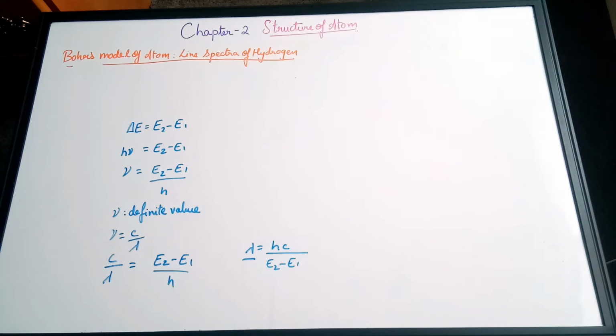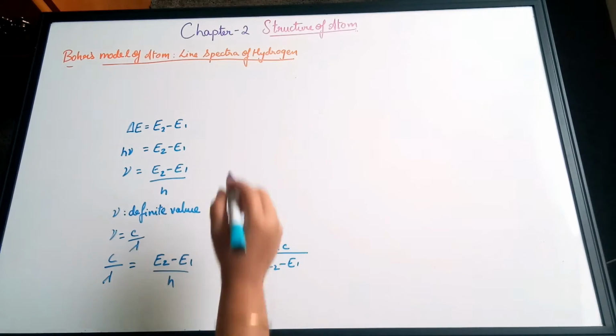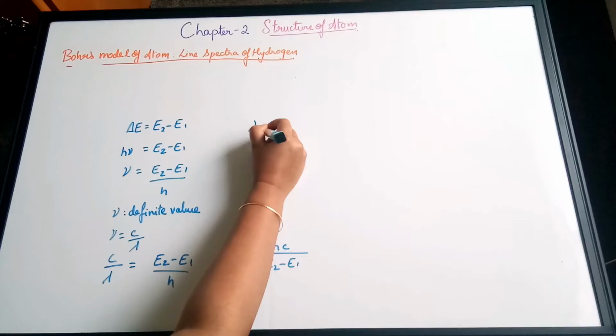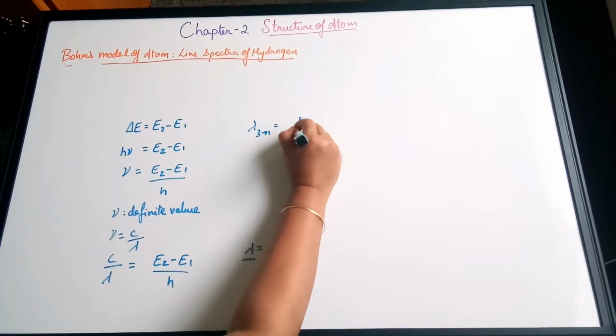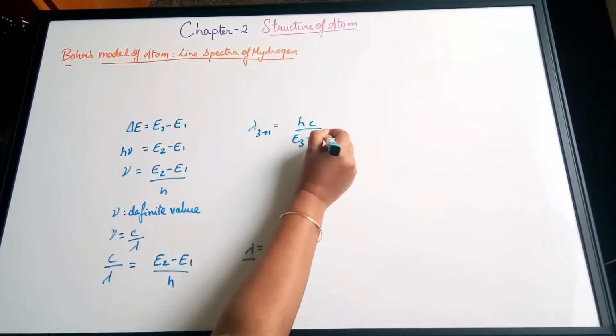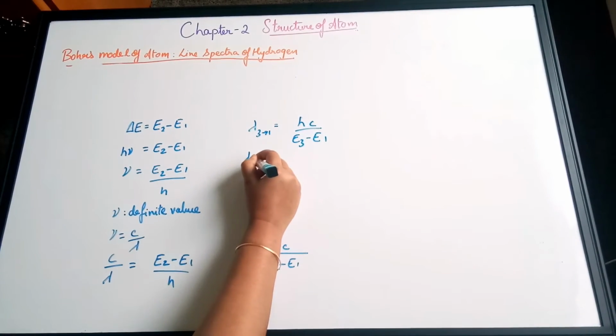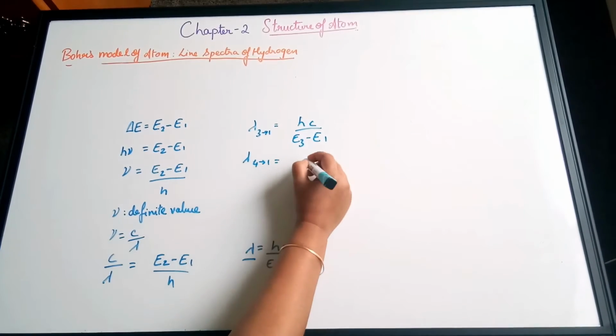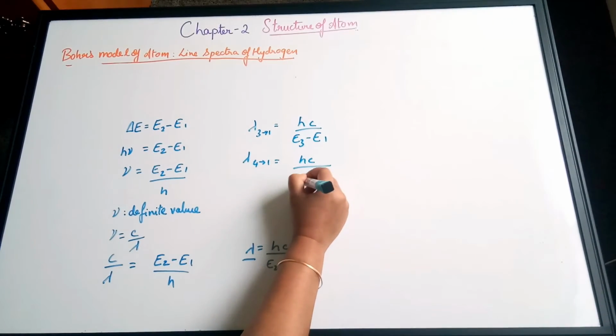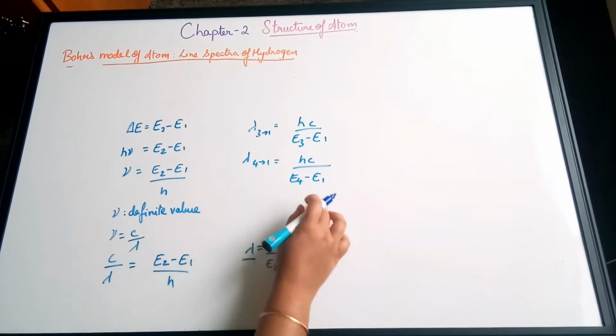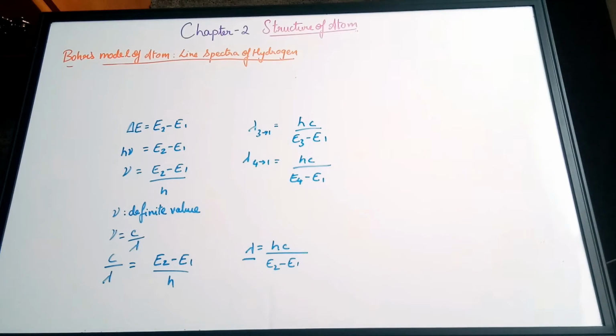So suppose your electron jumps from the third to the first energy level. This will become E3 minus E1. Okay, so lambda of 3 to 1 will be hc by E3 minus E1. Suppose our electron is jumping from the fourth energy level to the first energy level, hc by E4 minus E1, where 4 and 1 correspond to the energy levels of that particular state. So this is why we get a definite line in our line spectrum of hydrogen.